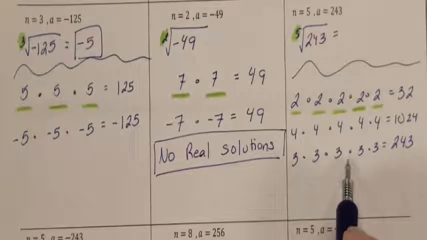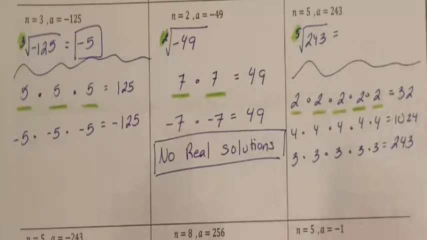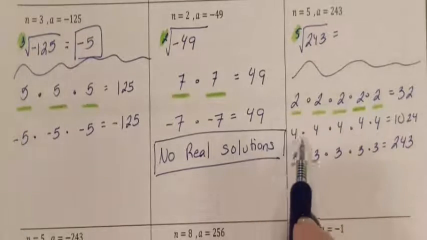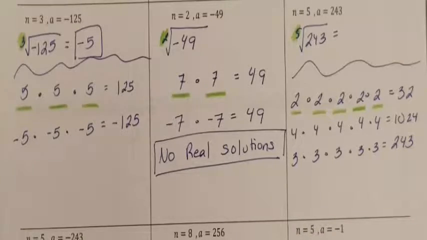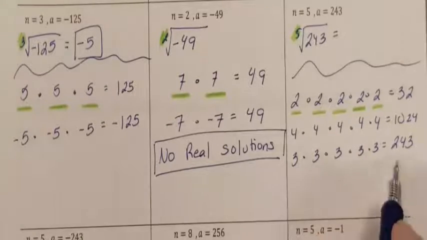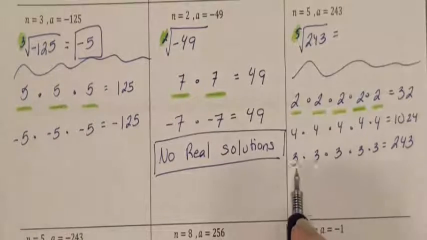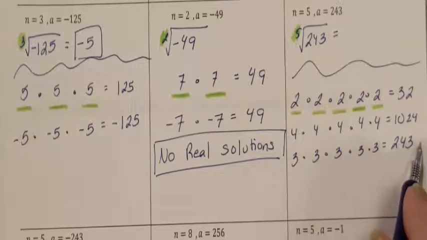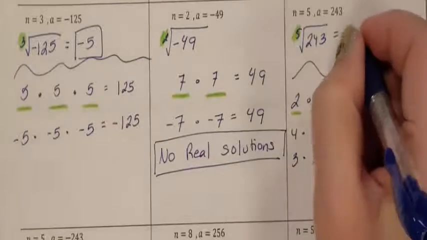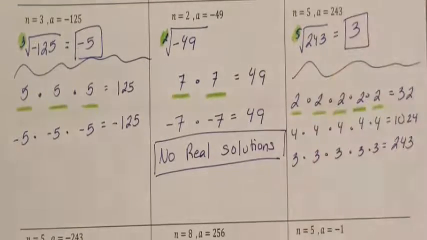Turns out 3 was my answer. When you're doing multiplying, it skips really fast. So you can choose to skip count and see if you can find it quicker, but sometimes you accidentally miss it, like I did. So what one number did I multiply together 5 times to get 243? 3. So my final answer is 3.